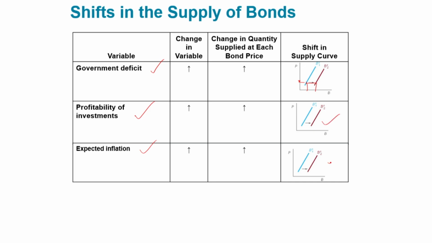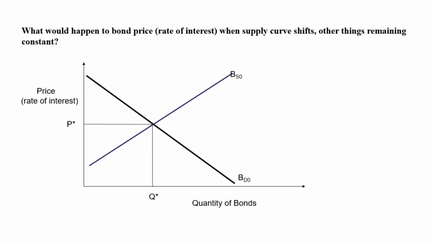Similarly here as well. So here, what would happen to bond price when the supply curve shifts? That means other things remaining constant. Suppose they issue more bonds. Suppose the given price is, for example, P naught. Obviously, there is a corresponding rate of interest as well. So the market demanded and supplied quantity of bond is Q star at the price P star. Due to the factors we mentioned a few seconds before, the supply curve shifts rightwards.